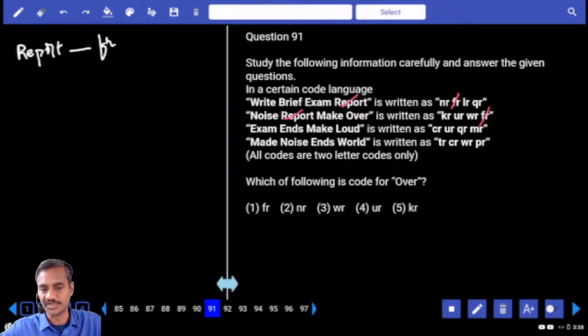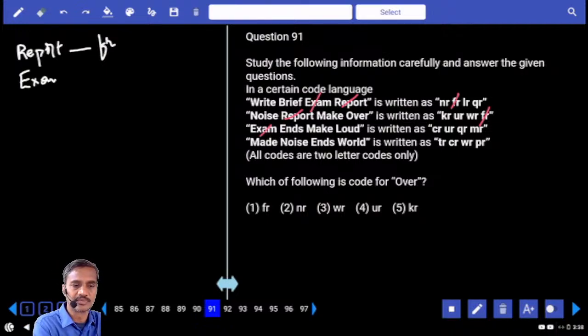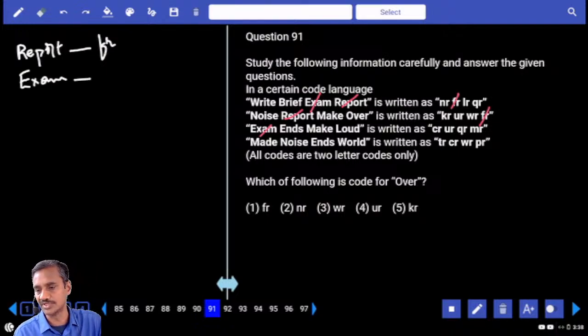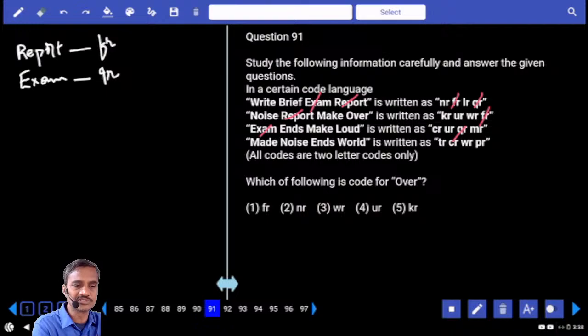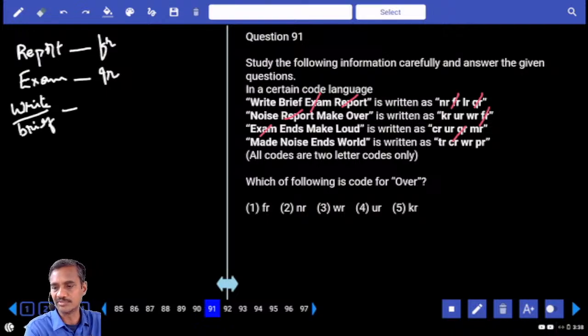Then if you compare 1 and 3, write brief exam. Exam is the word that is common between these two, and the code that is common between these two is QR. Exam, that is QR. Then if you compare 1 and 4, write and brief. These are the two words, and 2 codes are there. Hence, write and brief are NR, LR in any order.